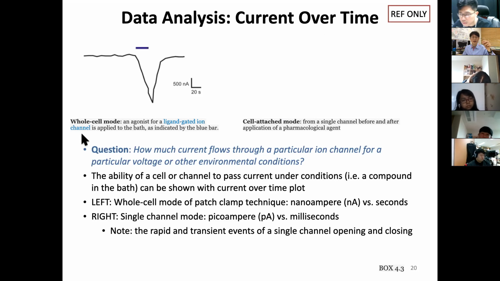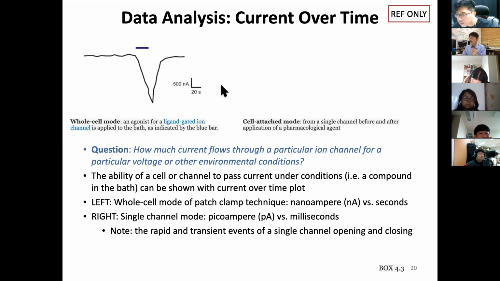For a ligand-gated ion channel, you need a specific ligand that attaches to the ion channel and opens it. So the agonist is applied to the bath during this time, and then you measure the current that flows, okay? That's whole-cell mode, an example. So the ability of a cell or a channel to pass current under conditions, for example a compound, in this case an agonist in the bath, can be shown with a current over time plot. This is the whole-cell mode of the patch clamp technique.